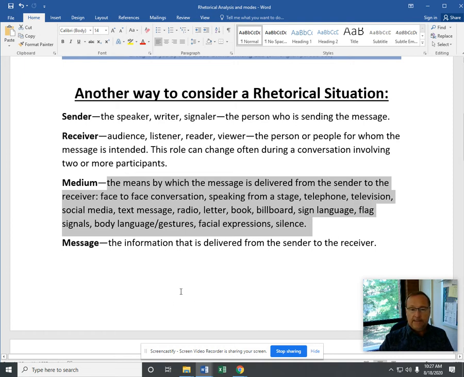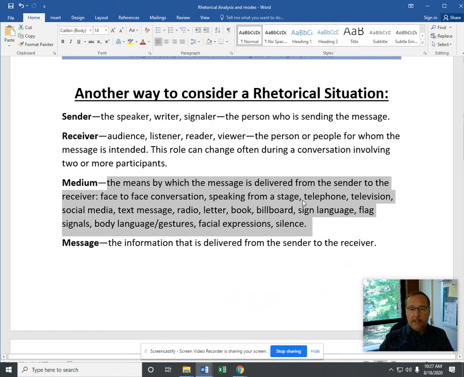That's why media is what we refer to with TV, radio, social media, that sort of thing. That's why we refer to those as the media, because they are the means by which the information is being delivered from the sender to the receiver.